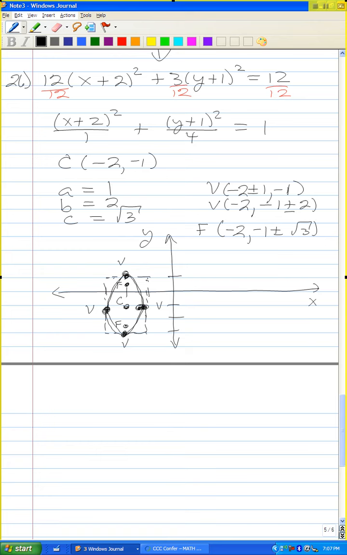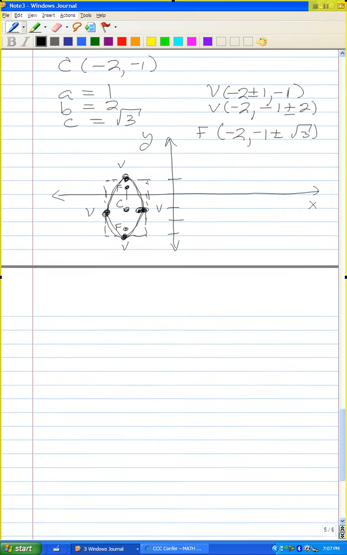Let me do problem number, so that was what, 26? Let me do problem number 30. 28 doesn't look bad. 28. Let me do problem 28.